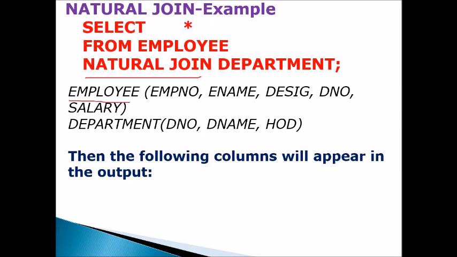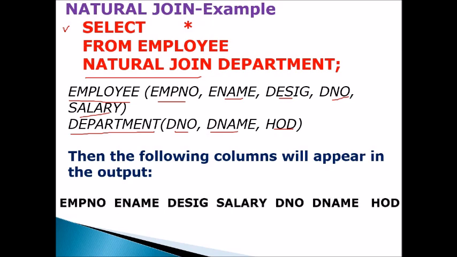So if this employee table has the columns EMPNO, E-name, DESIG, DNO and salary, and similarly the department table has columns DNO, D-name and HOD, then this particular query, when executed, will have the following columns: EMPNO, E-name, DESIG, salary, DNO, D-name, HOD. Because DNO is in both the tables, it will be displayed only once in a natural join.